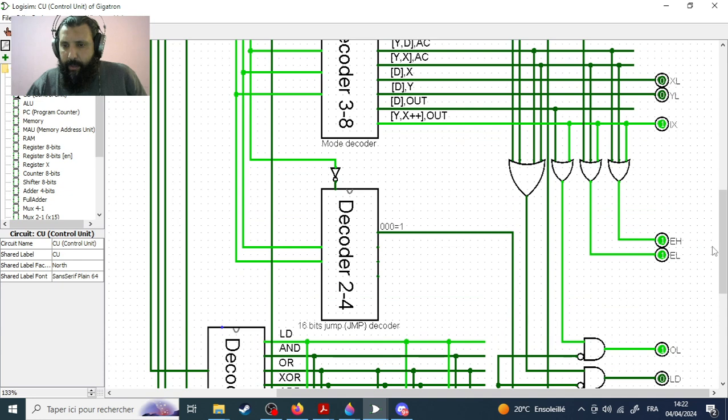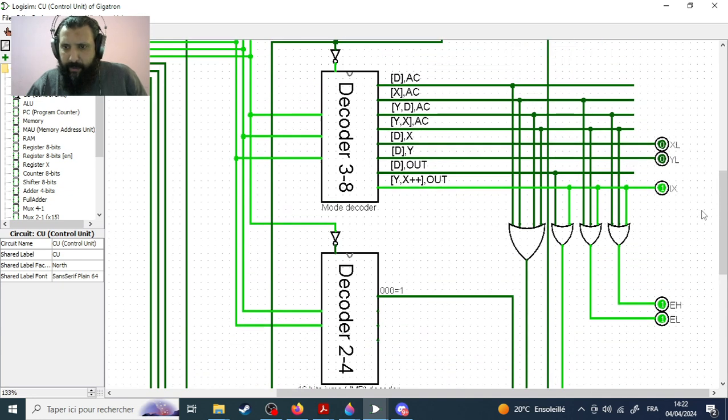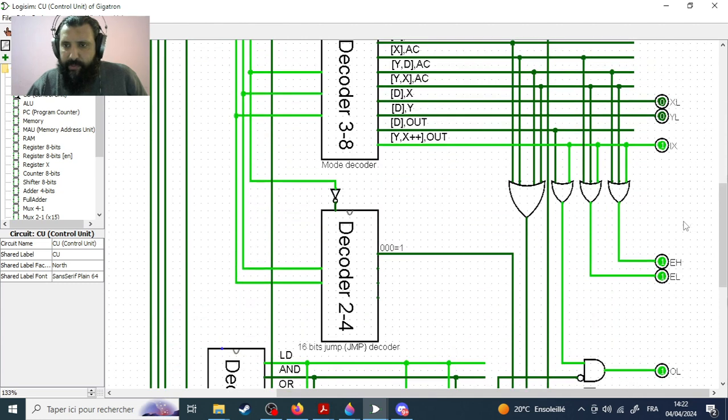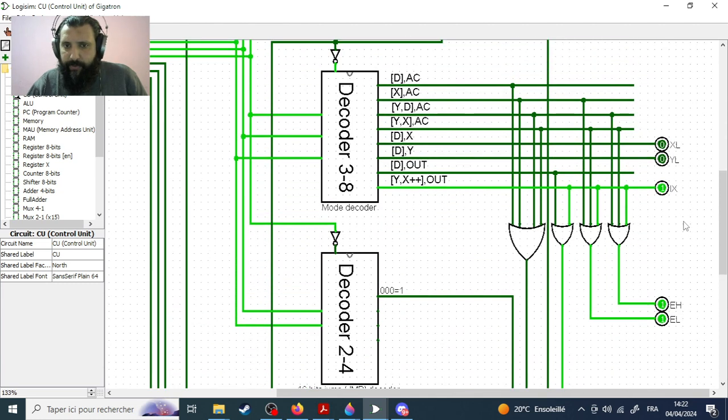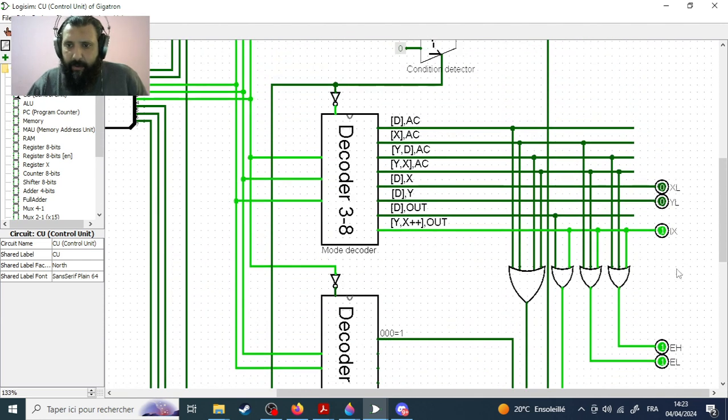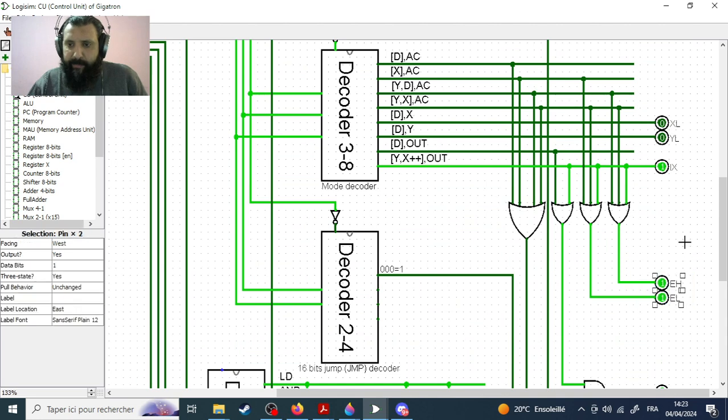For those two, I don't remember exactly what the EH and LH are. No, we will try to see others. I will explain that later.